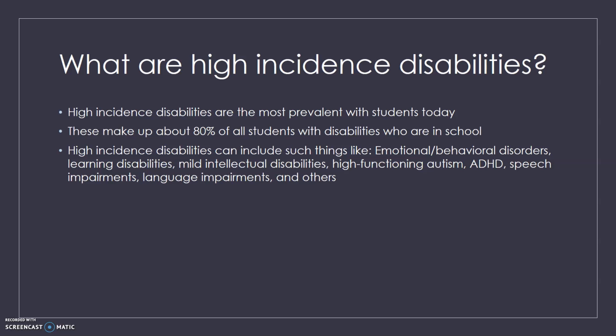So, what are high incidence disabilities? High incidence disabilities are the most prevalent with students today. These can actually make up about 80% of all students with disabilities who are in school. High incidence disabilities can include things like emotional disorder or behavioral disorder, learning disabilities, mild intellectual disabilities, high functioning autism, ADHD, speech impairments, language impairments, and other things like that.